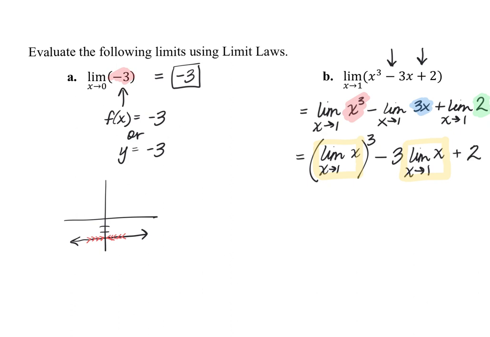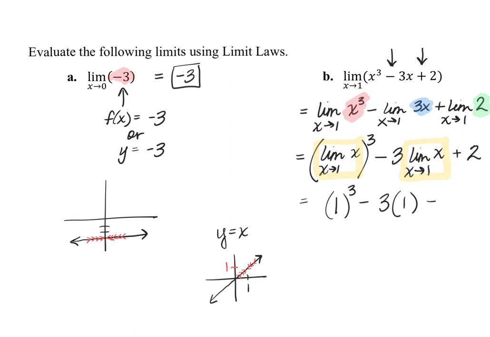And we have a limit law for that as well. If you think graphically about y equals x, which is just the line with a slope of 1, we know that if x is approaching 1 from both sides as we move along this line, the y values are also approaching 1. So we know the value of this limit is just 1. So this would be 1 raised to the third power minus 3 times 1 plus 2. Final answer here would be 0.